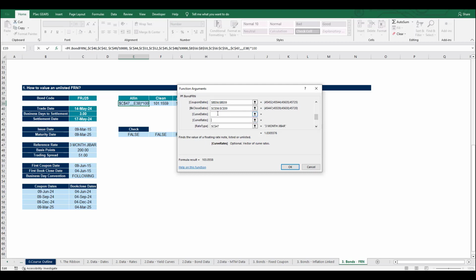Curve dates we don't have to specify, because by default it will assume it's going to use the swaps curve. And then the rate curves, also the 3-month JIBAR. You can also specify your custom curves with your custom rates, custom yield curves.